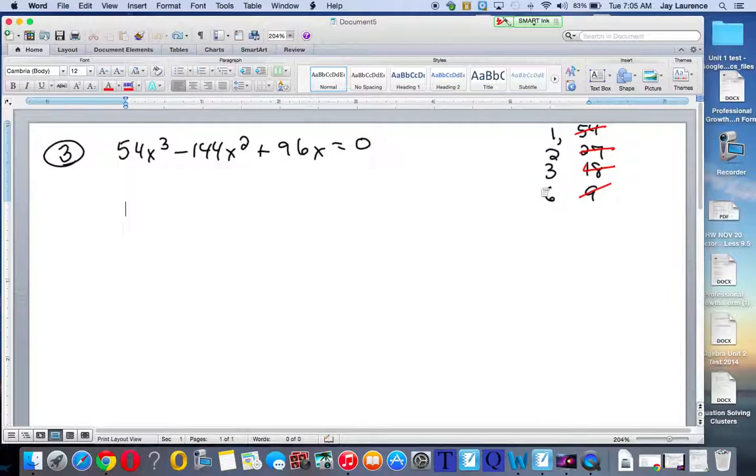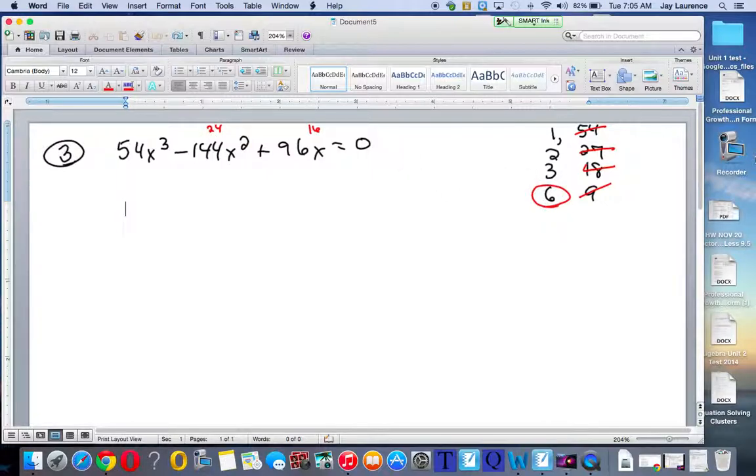6, I don't know, 6 might go in. Let's see here, 96 divided by 6, ooh, 16 times. You know what, I'm going to write that 16 down because I'm probably going to need it. And then 144 divided by 6, 24. So there it is. My GCF of the coefficients is 6.